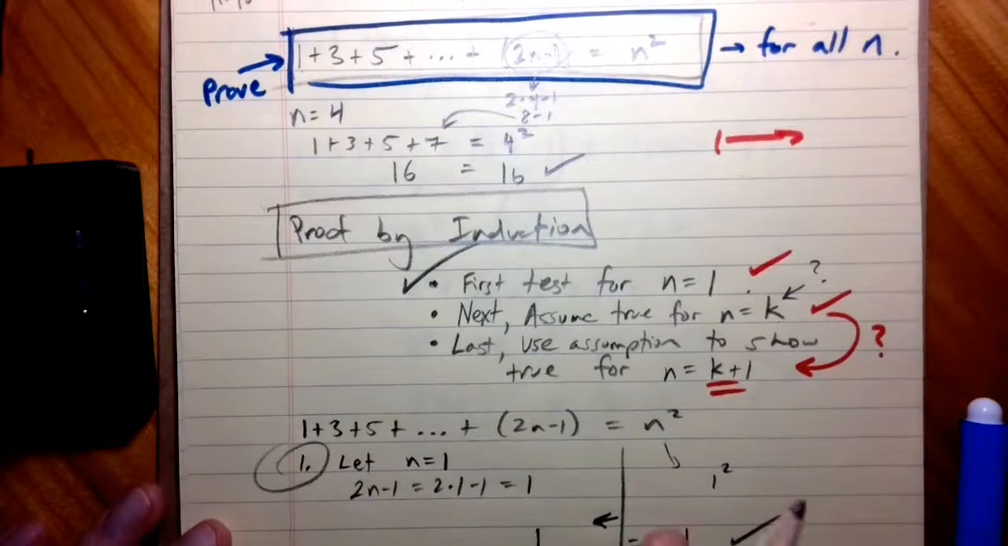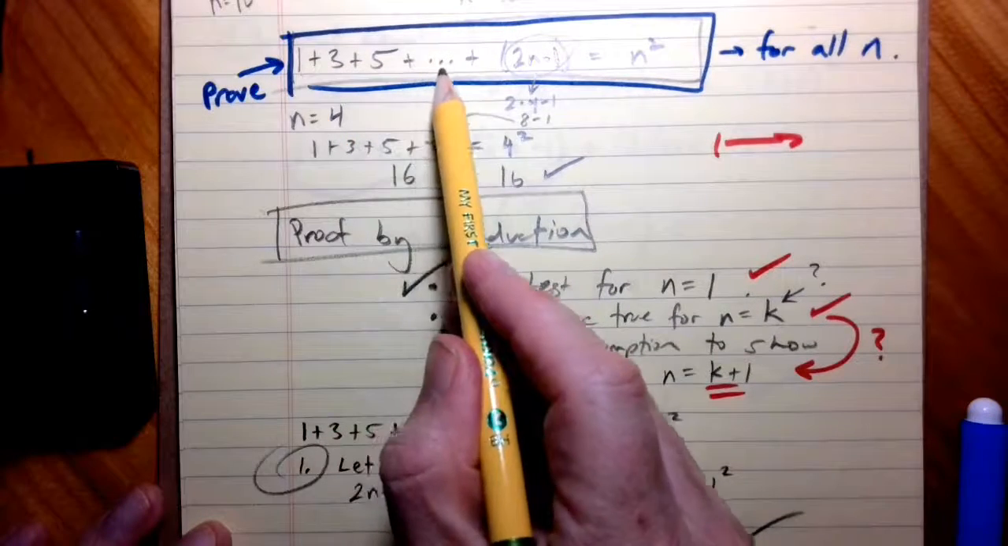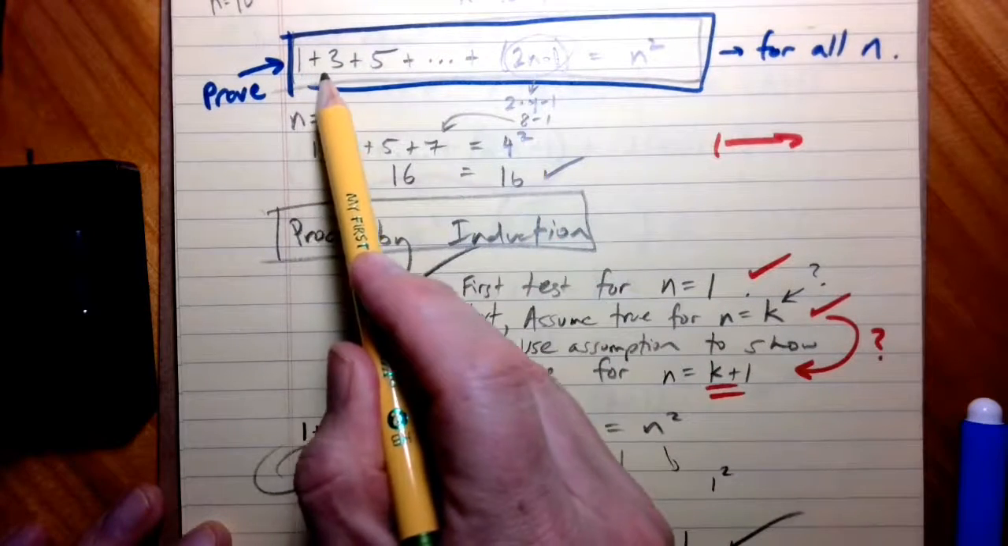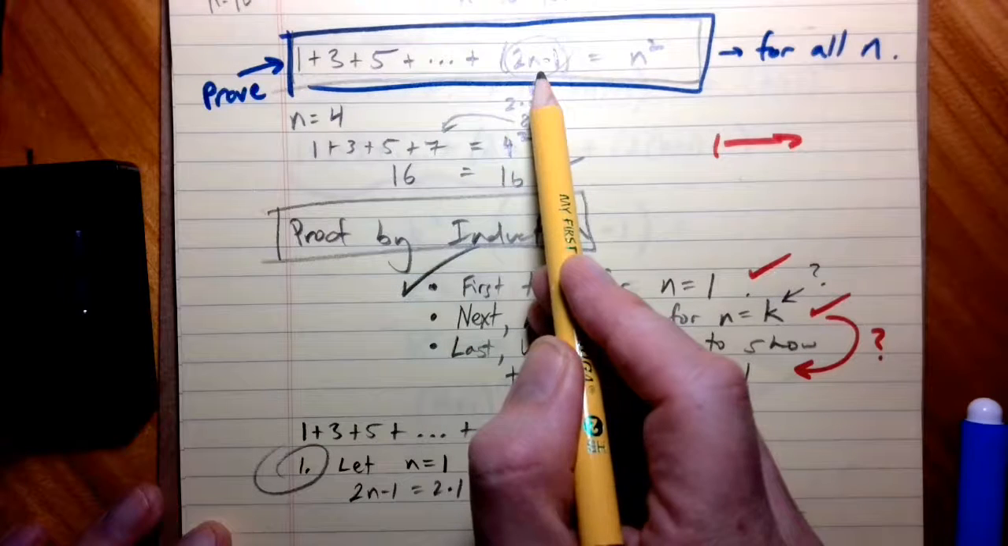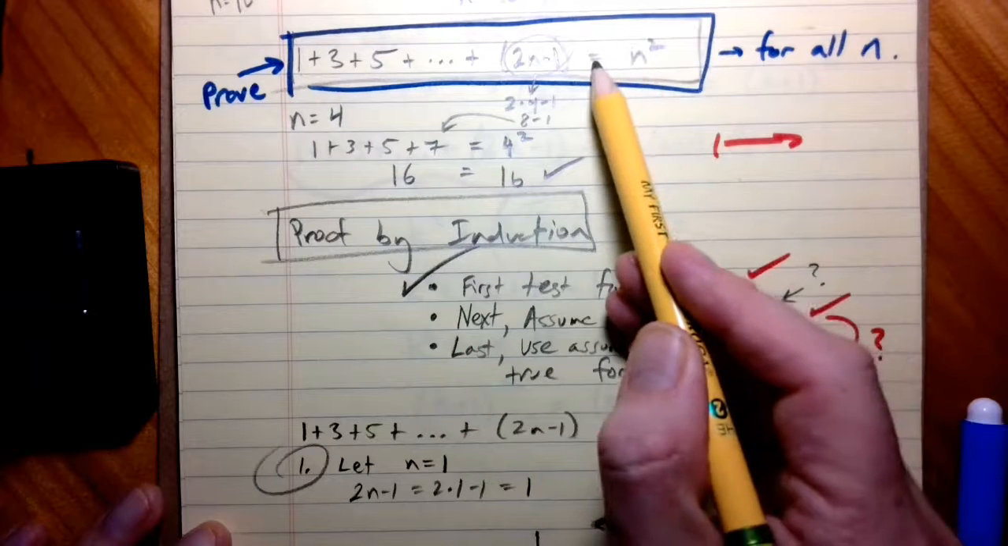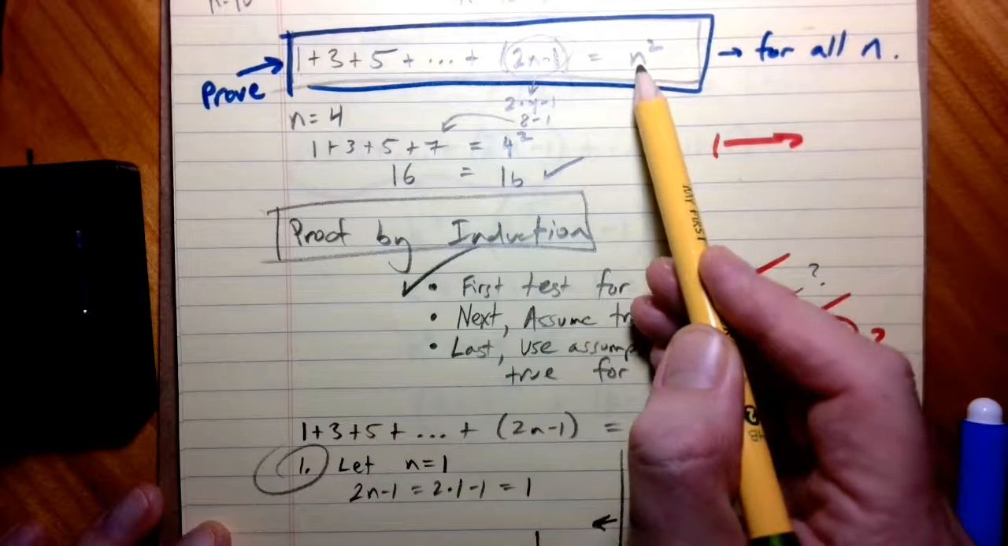So the first n odd integers is equal to that number of odd integers squared.